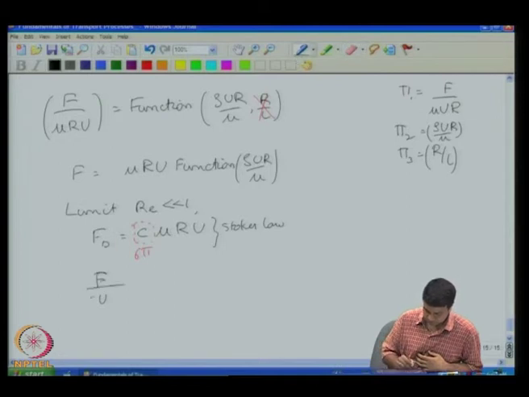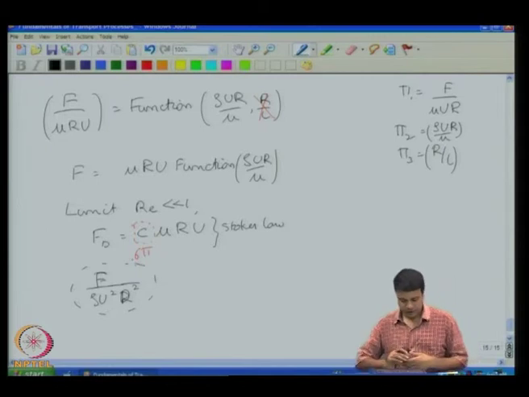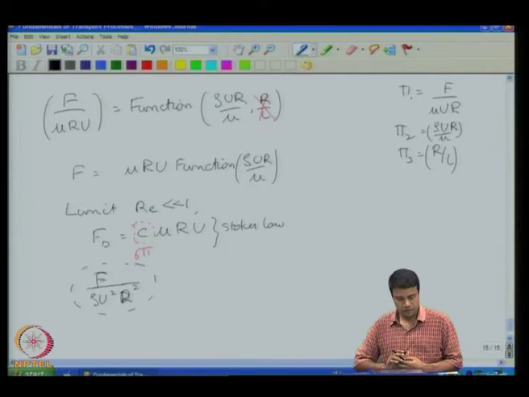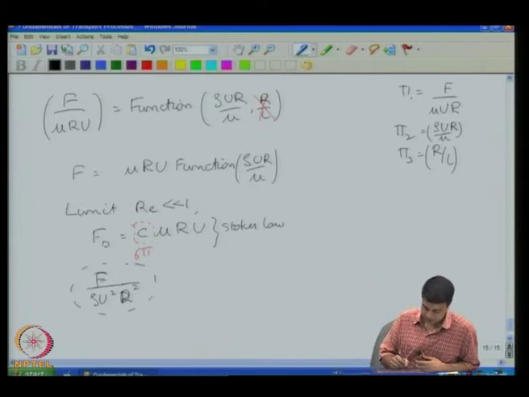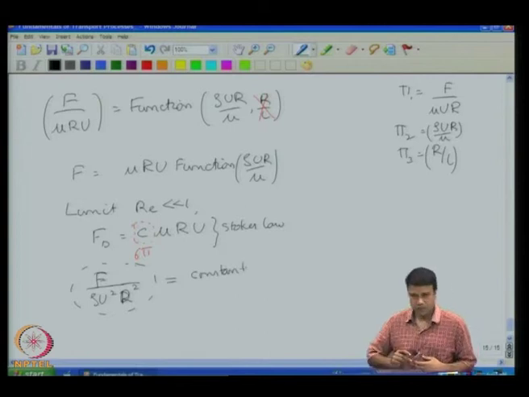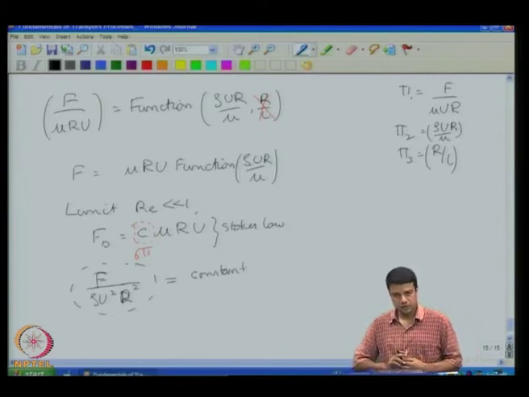f by rho velocity squared times the radius squared. So, this you would expect to be the dimensionless group in the limit as viscosity goes to 0, the Reynolds number becomes large. This should be equal to some constant, because the viscosity is no longer in the picture.